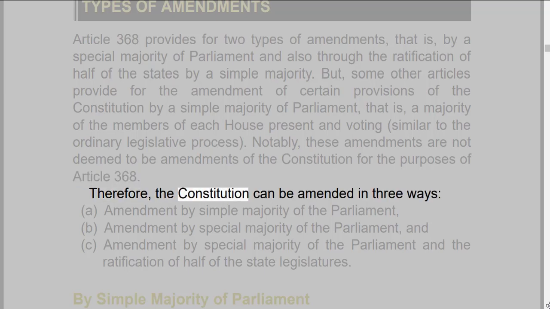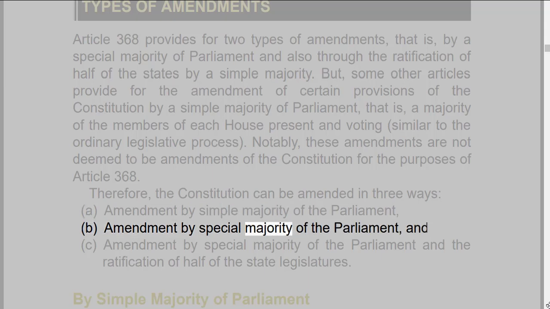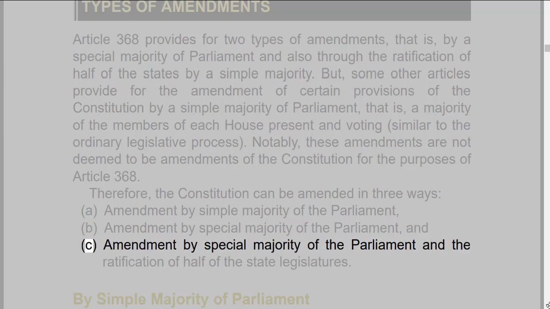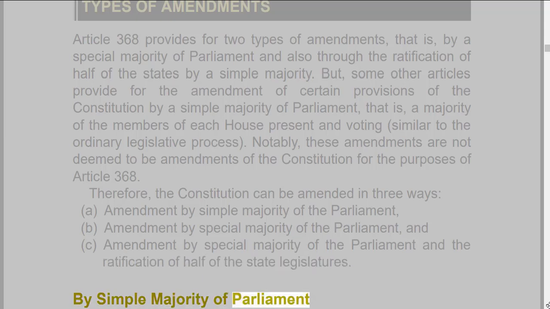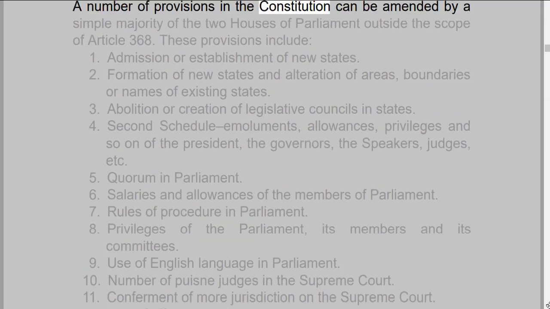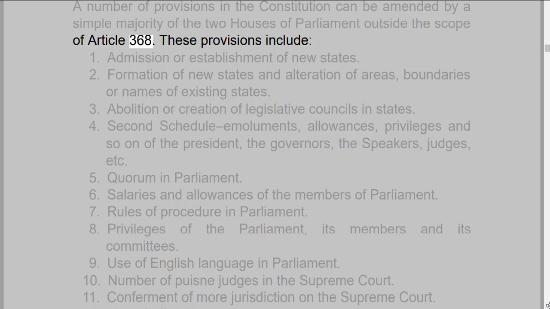Therefore, the Constitution can be amended in three ways: A. Amendment by simple majority of the Parliament, B. Amendment by special majority of the Parliament, and C. Amendment by special majority of the Parliament and the ratification of half of the state legislatures. By simple majority of Parliament. A number of provisions in the Constitution can be amended by a simple majority of the two Houses of Parliament outside the scope of Article 368.